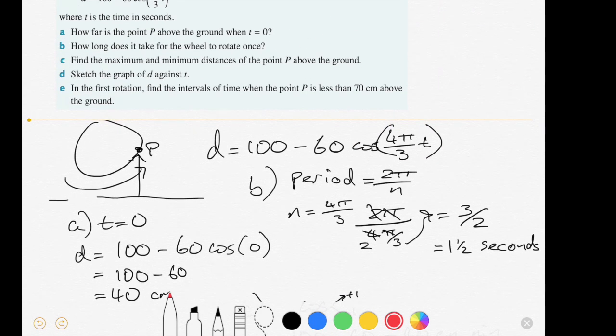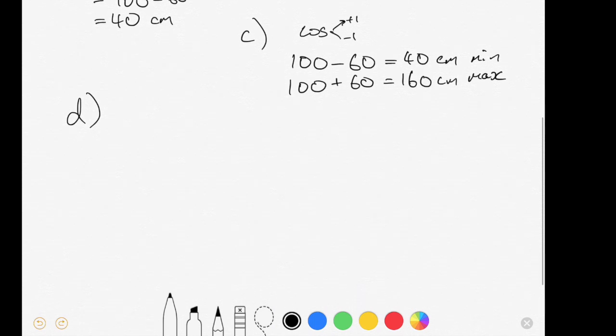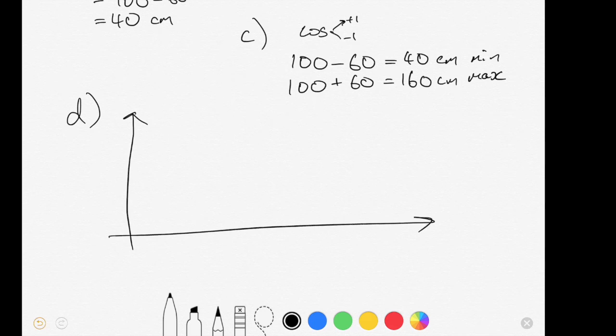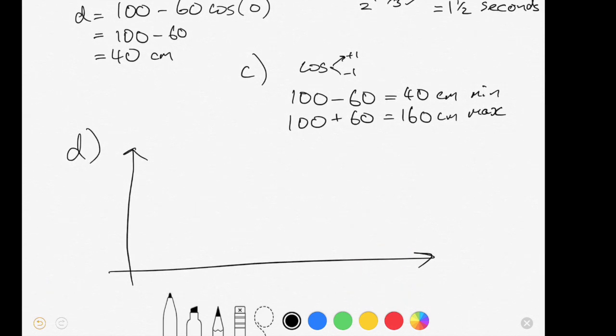Question D says sketch the graph of D against T. Now this particular question doesn't give us a domain, which is quite unusual. Usually it'll say over a particular domain or for 3 revolutions of the wheel or something. Let's just make up a domain and state that we'll do this for 3 revolutions of the wheel. Given that we know our period is 3 on 2, 3 revolutions is going to be 4.5 seconds. So let's go down to there, which is 4.5 seconds, and divide that into 3. So that's going to be 1.5 seconds and 3 seconds.